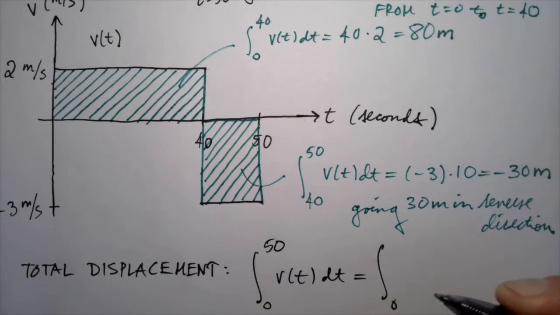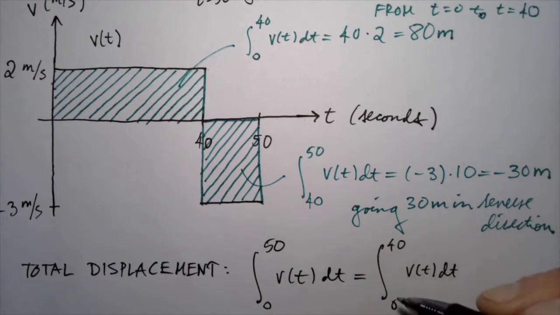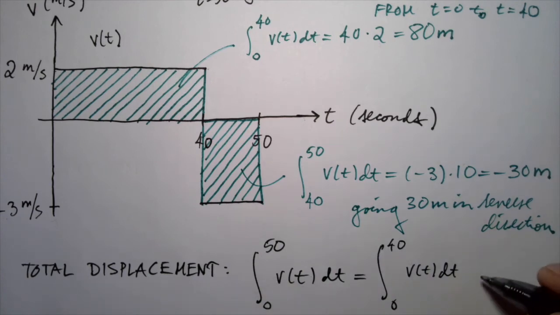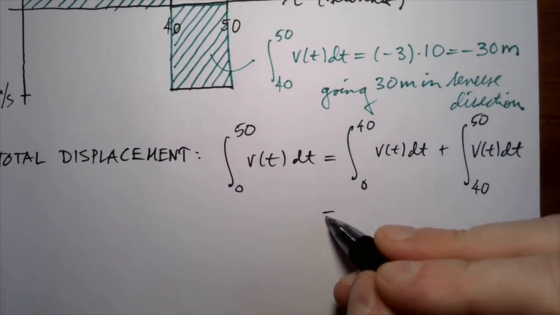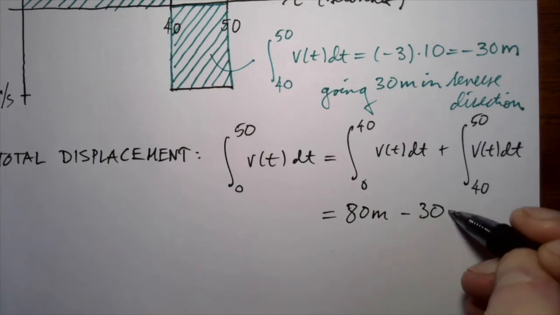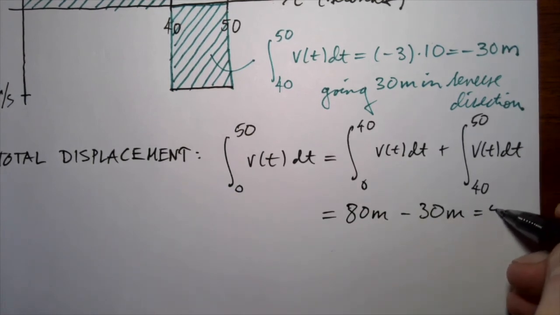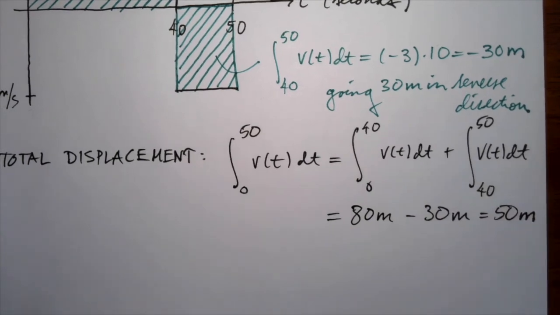And now we can split up integrals along the integrating numbers, right? Integrating from 0 to 50, I can split that up as the integral from 0 to 40 and then the integral from 40 to 50. And we just computed each of those integrals. They were 80 and minus 30. So if I do that subtraction, I'll see that 50 meters is the answer.